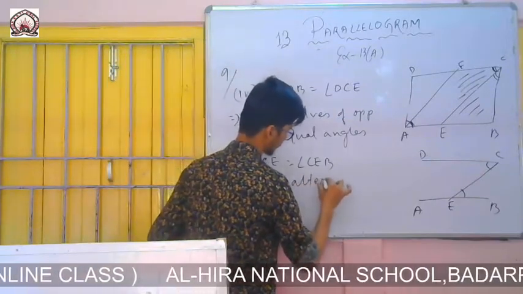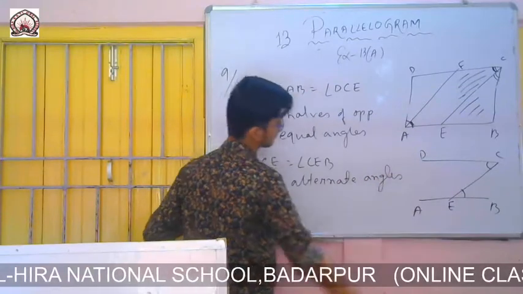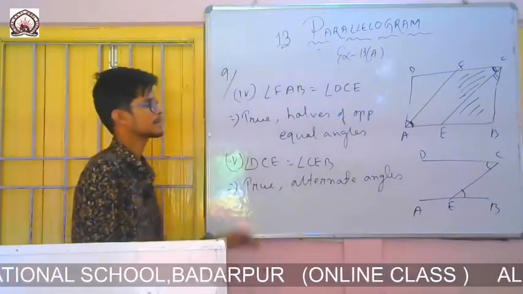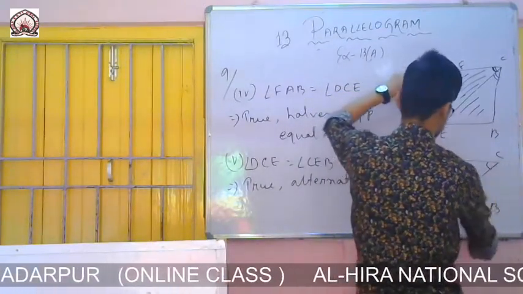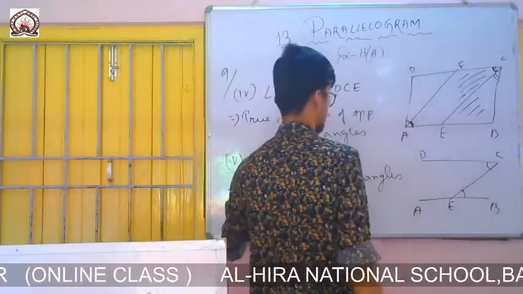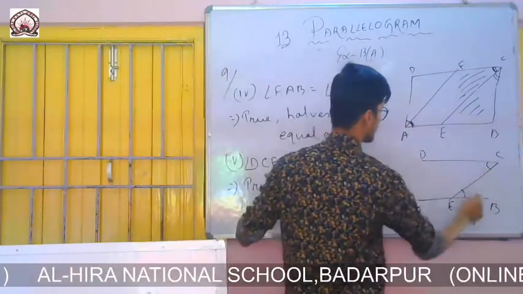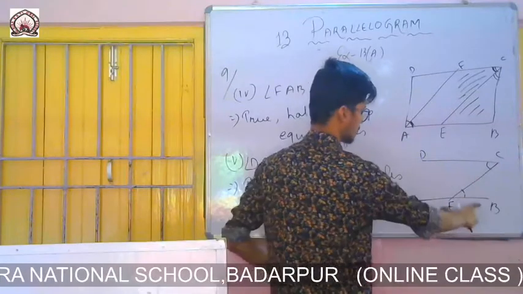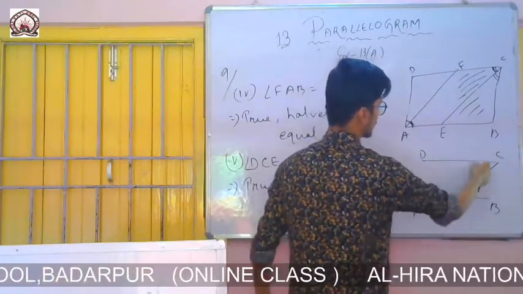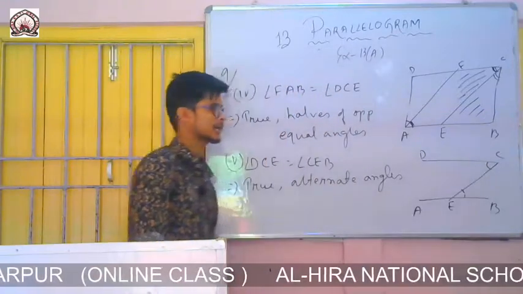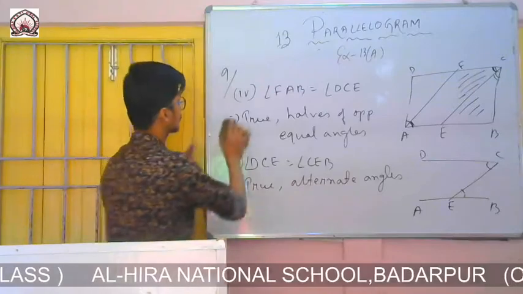Reason will be alternate angles. Same as written, DC and AB, and this I have taken as the transversal. The question is to check whether DCE equals CEB. Yes, these two are equal because these two are parallel lines. It is a transversal, and we know alternate angles are equal. That means it is true. Now Roman number 6.